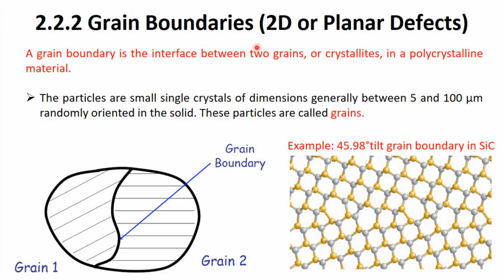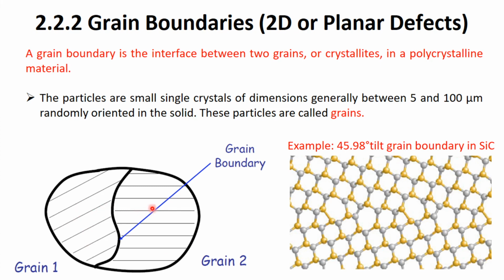Grain boundaries, 2D or planar defects. A grain boundary is the interface between two grains, which are also known as crystallites, in a polycrystalline material. So this is a polycrystalline material having grain 1 and grain 2. Polycrystalline material means it is the same crystal but having some patches of crystals or grains of crystal with different orientation.